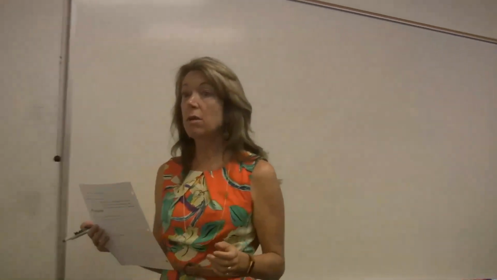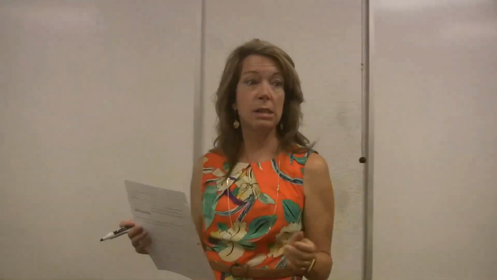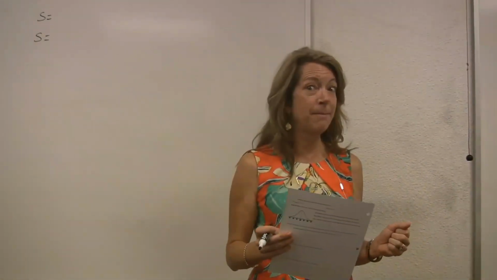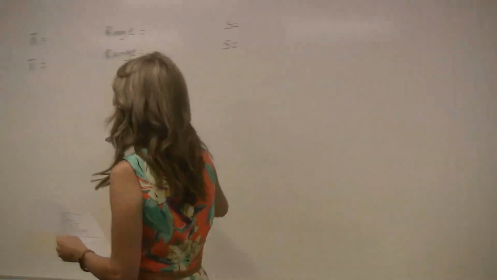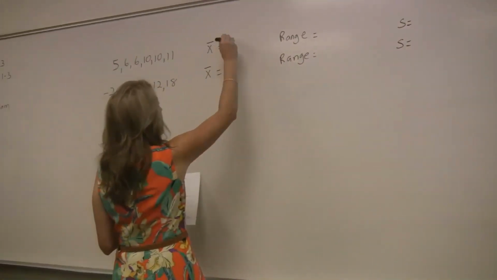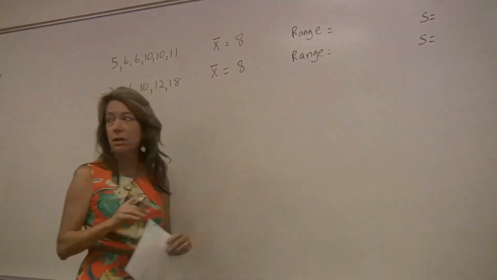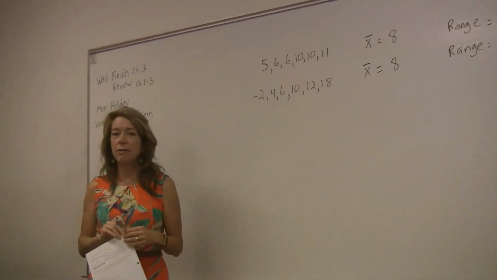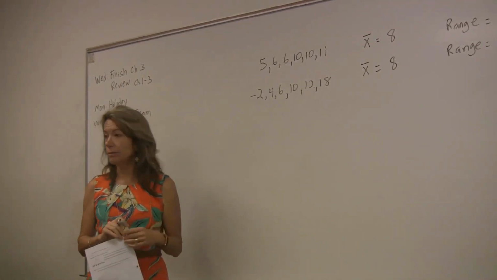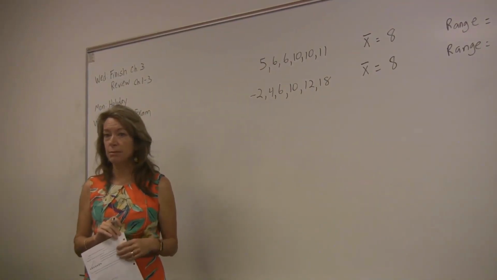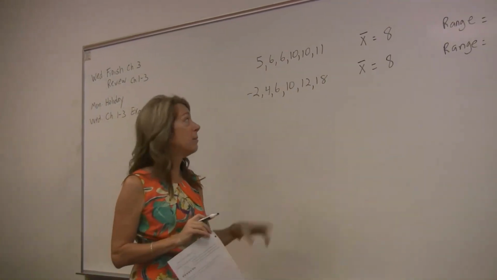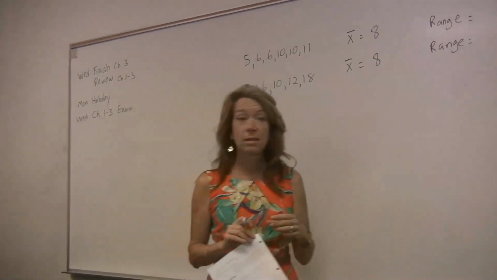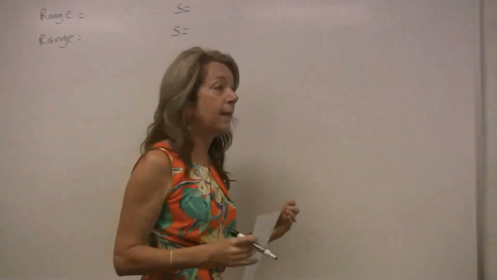Good question though. Did everyone find the two means? Were they the same? Okay, good. They should have been the same. 8, right? If you didn't get 8 for those two means, double check your work. It means you probably either entered it in your calculator wrong, or you read a number wrong. We know how to find the mean. Add first, then divide by 6. Okay. They have exactly the same measure of center.